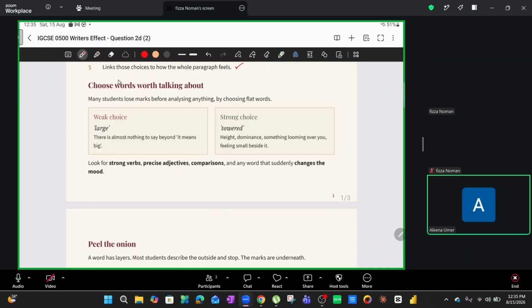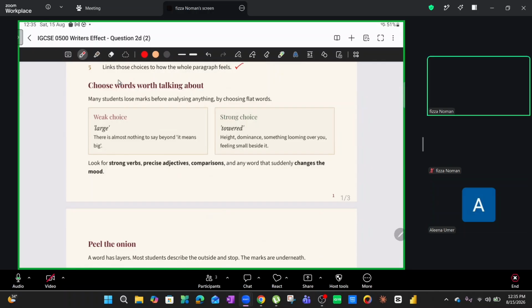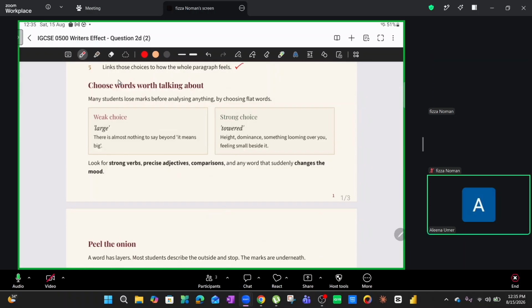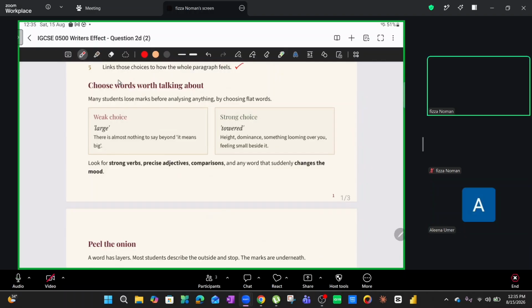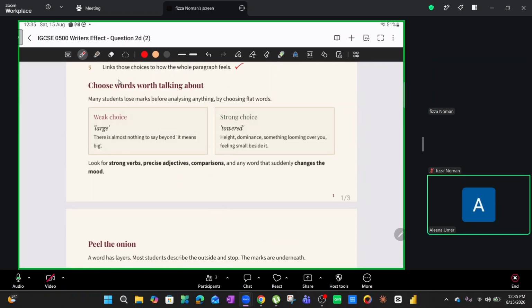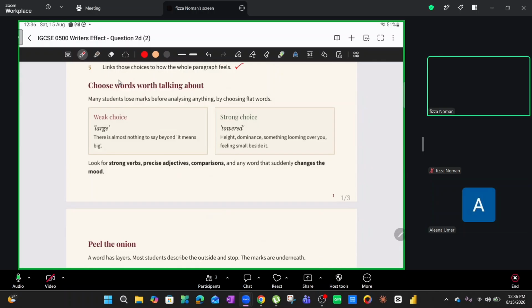Okie dokie. Then, my child, what would be a strong choice? Instead of large, we could say towered. Have you watched Harry Potter? You remember the character of Hagrid? Instead of saying large, we could literally say he was a towering figure. Does that make sense? So, towering, which literally looks like some tower-type thing is standing over us, literally defines dominance, something looming over you. Make sense? And you literally feel small beside it. Do you understand, my child?